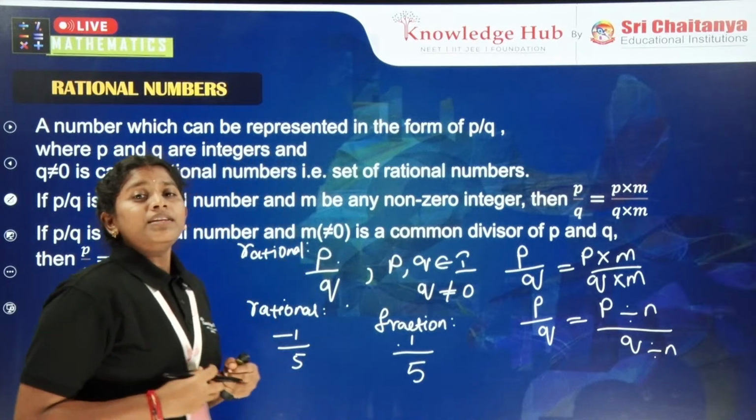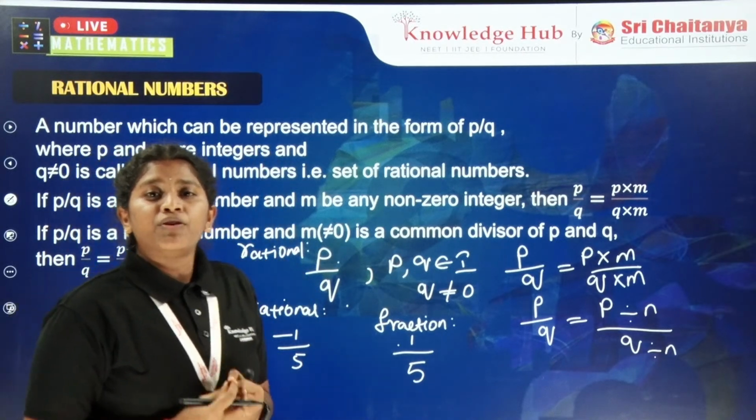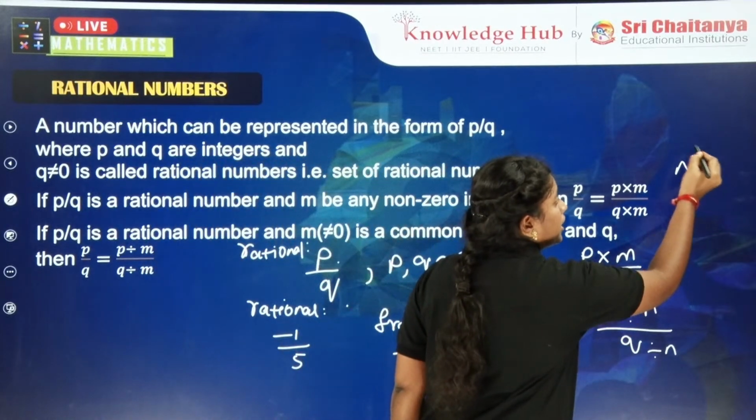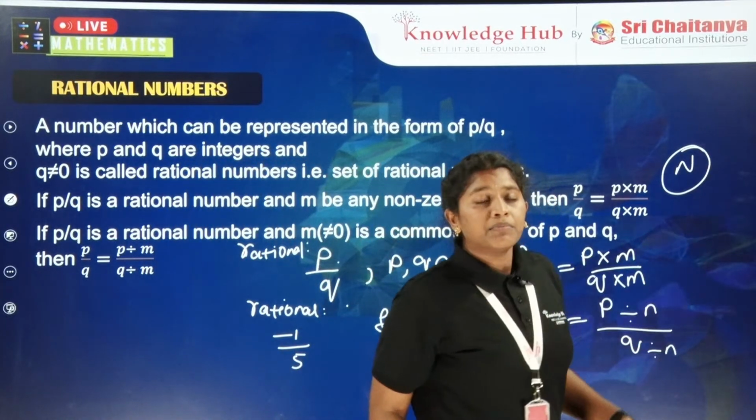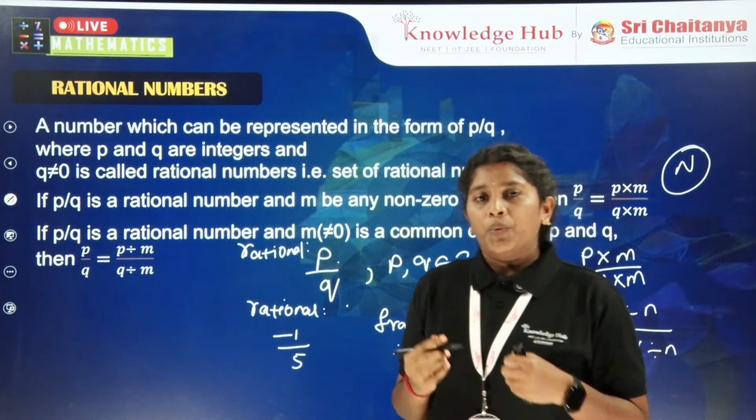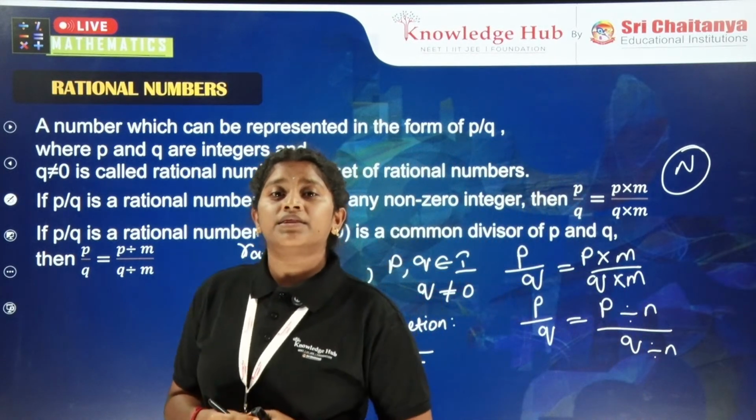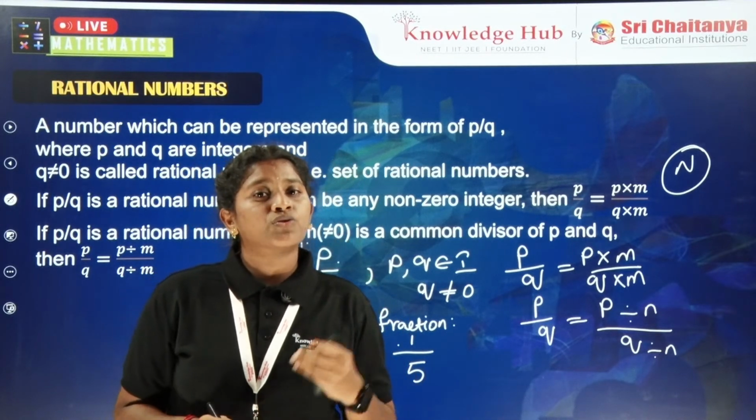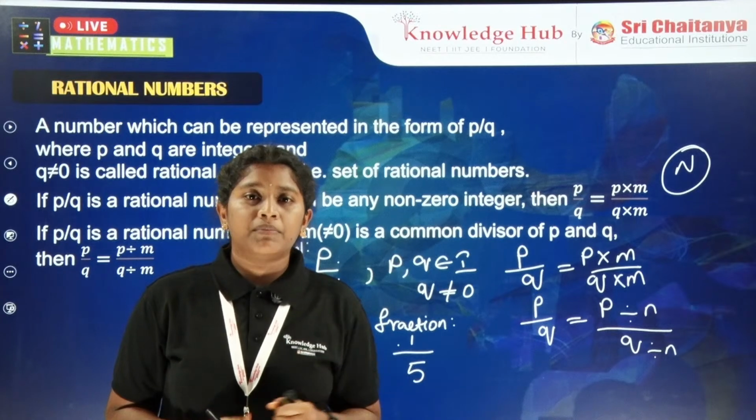Now coming to the set of rational numbers, or the family of rational numbers, we start with the natural numbers. All natural numbers are considered rational numbers, and whole numbers and integers are also considered rational numbers. But not all rational numbers belong to the whole numbers or natural numbers.